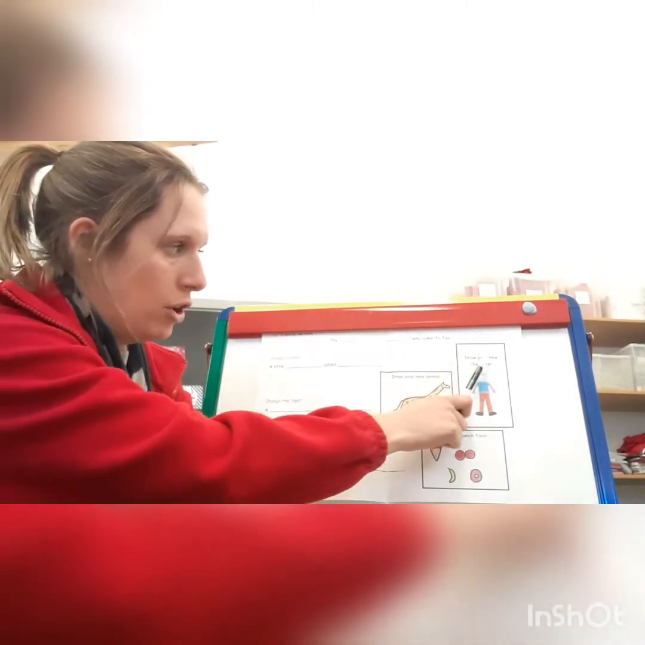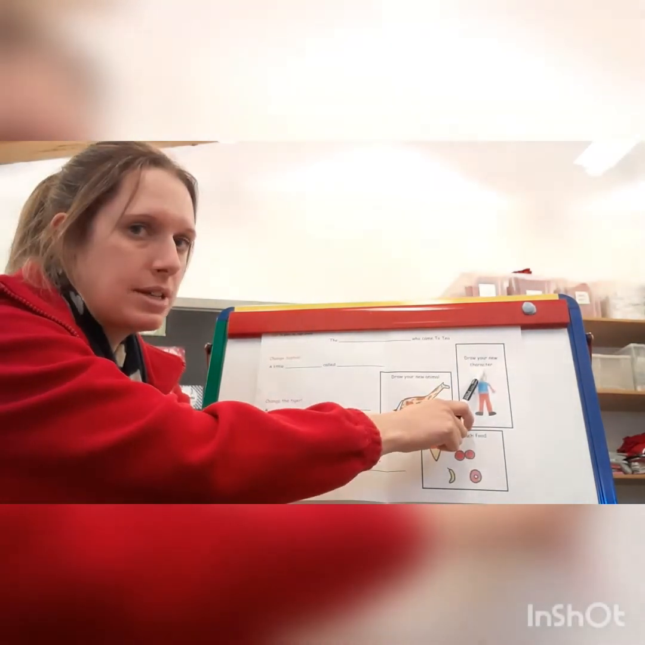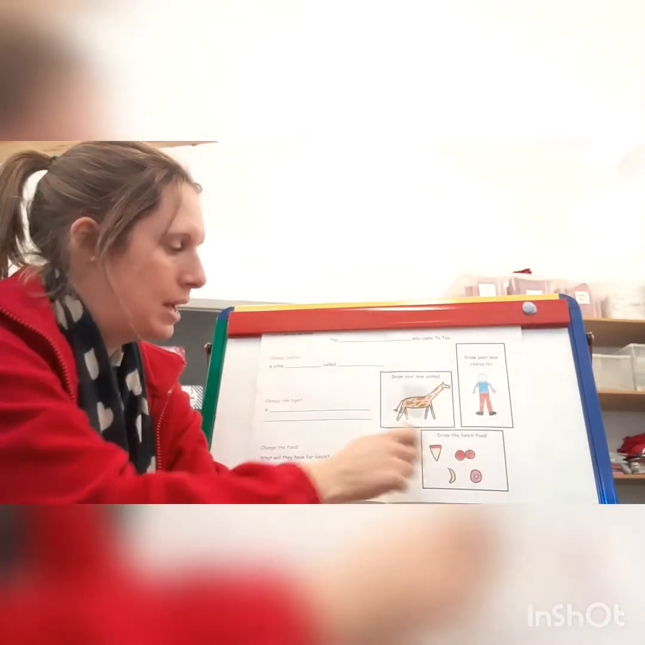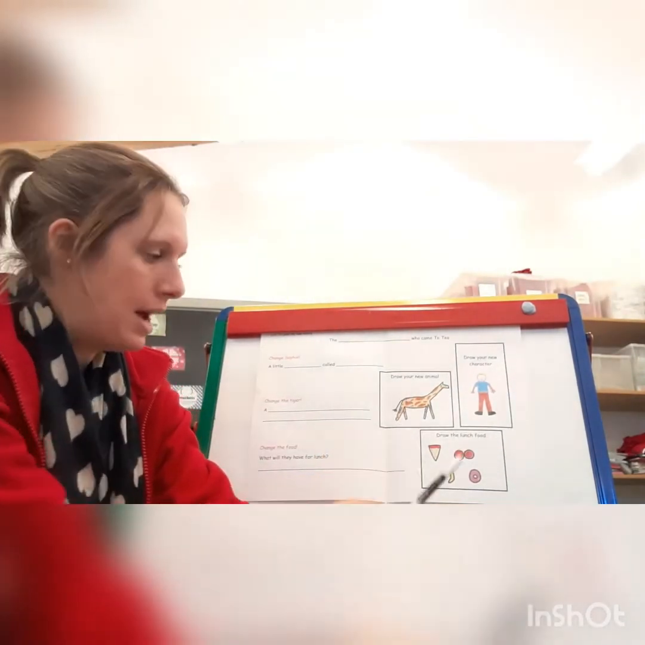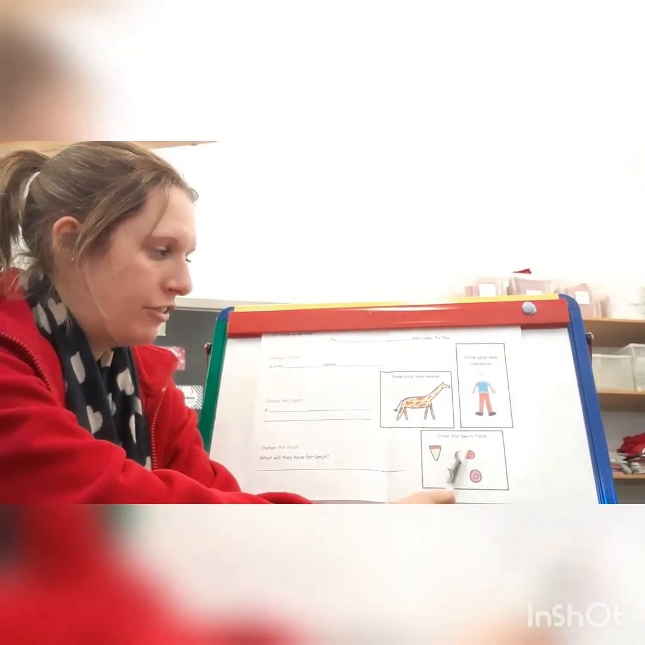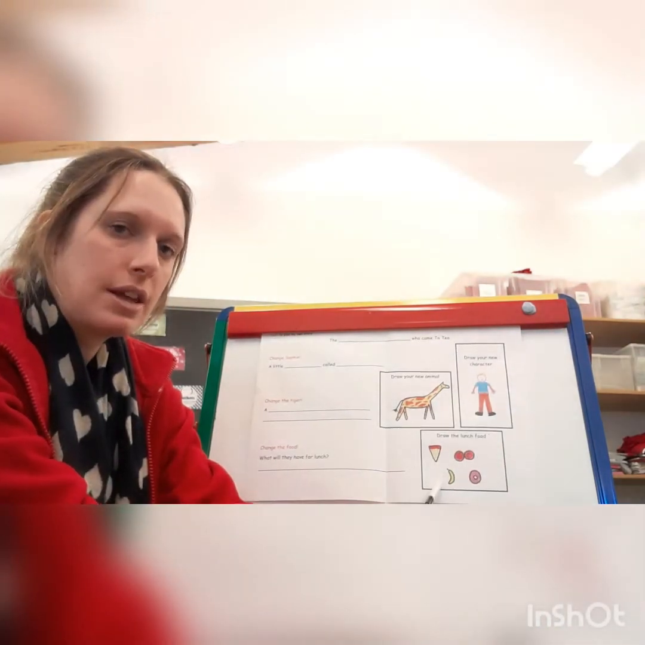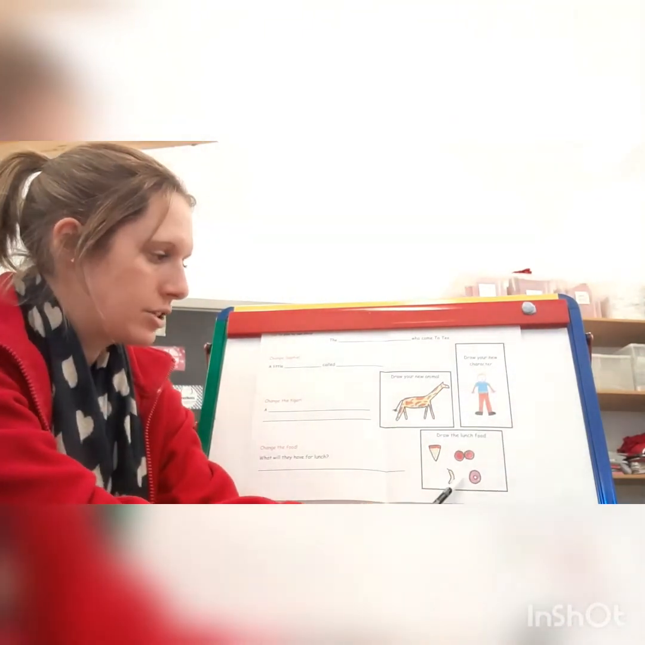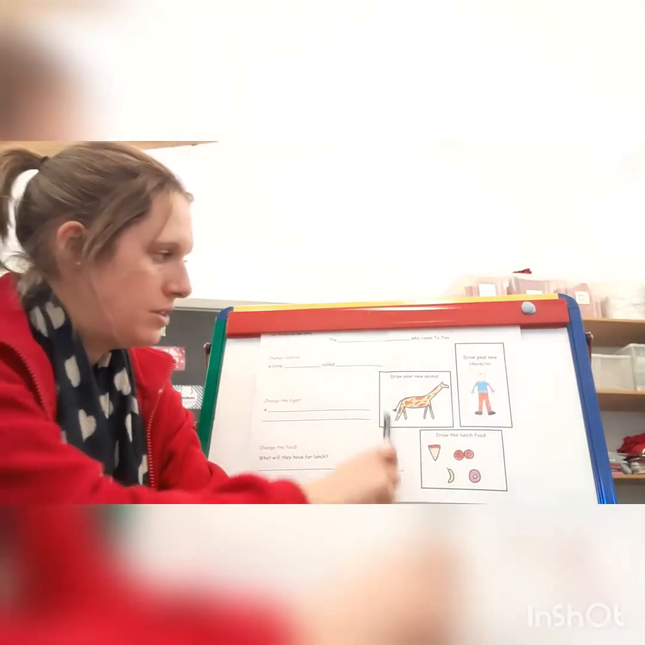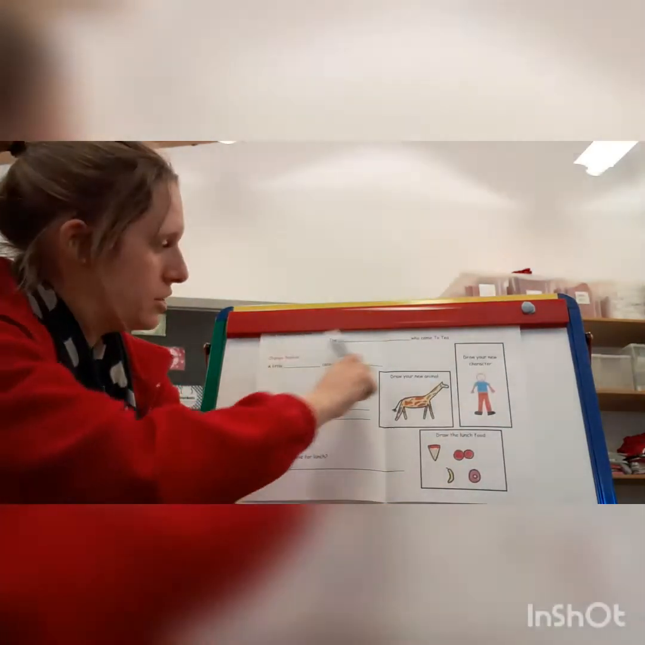So you're going to draw your new character. You can decide, it can be any character that you want. You're going to draw your new animal, and then you're going to draw 4 items of food that the new animal is going to eat. And then when you've decided on that, we're going to do the writing.